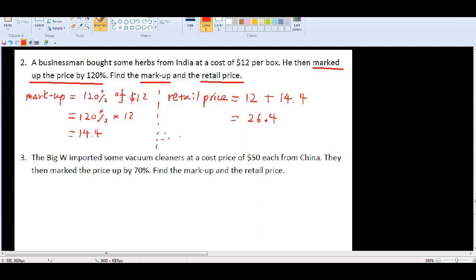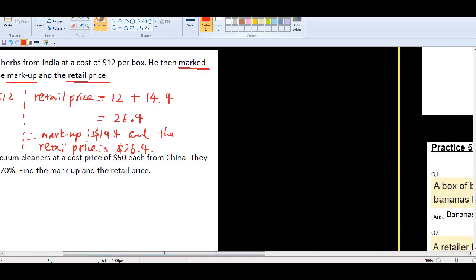So you say the markup is $14.4 and the retail price now is $26.4. Okay, so let me show you another way to do it. Another way is, first we need to find the markup factor.